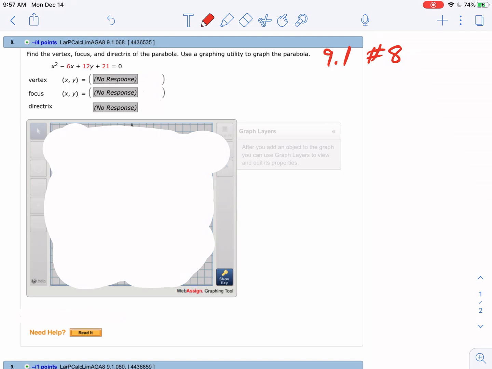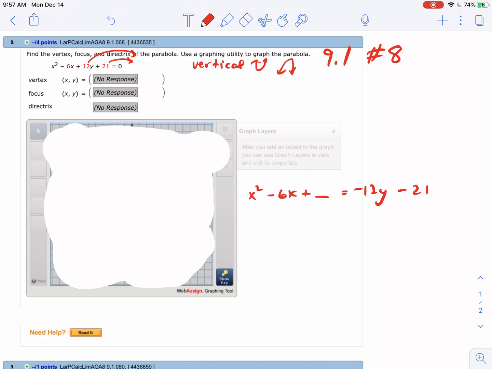Now, when I see x squared with a parabola, I know this is a vertical parabola, meaning it's going to open up or it's going to open down. So we should do some work here. So x squared minus 6x. We'll add something new to the x's to make sure it works. I'm going to move the 12y to the other side and the 21. So when they both go over, I get negative 12y minus 21.